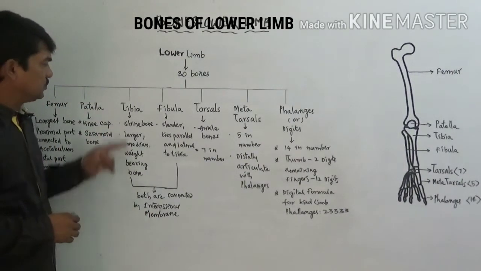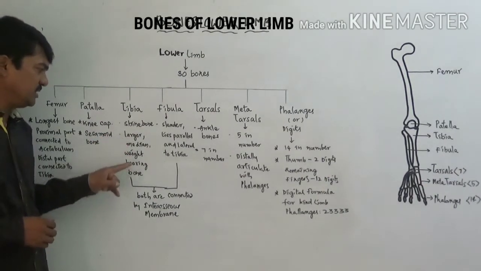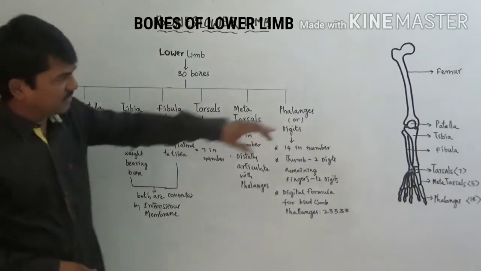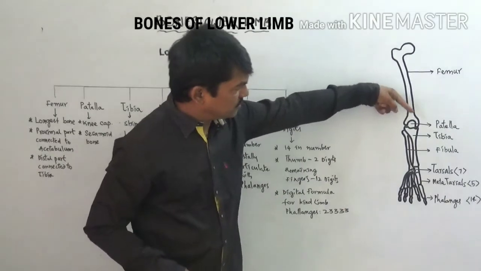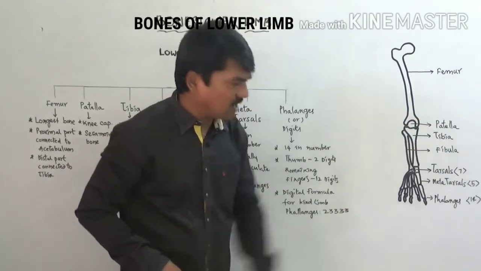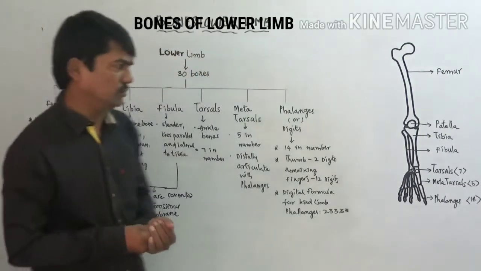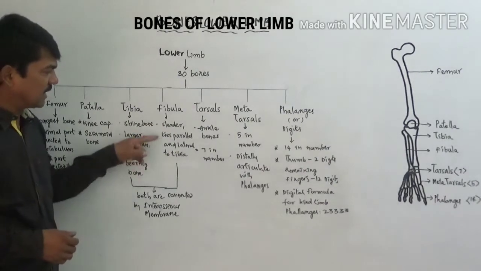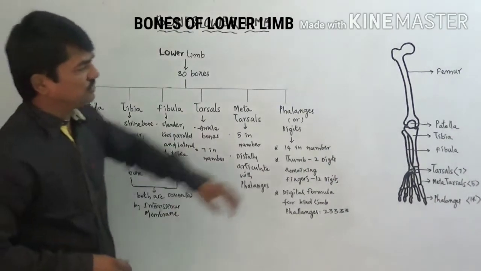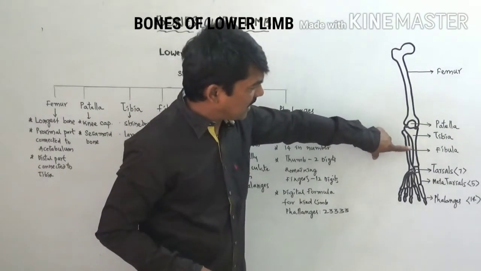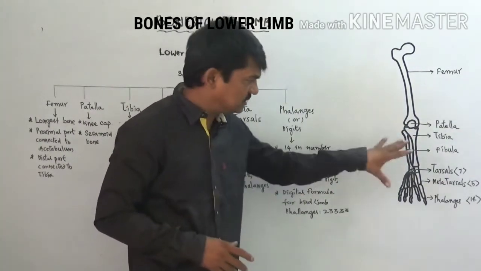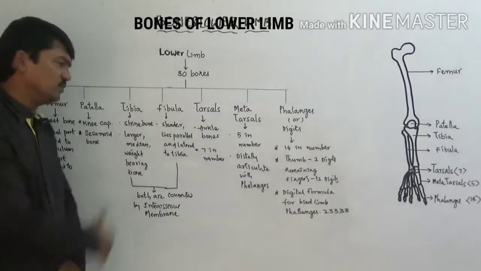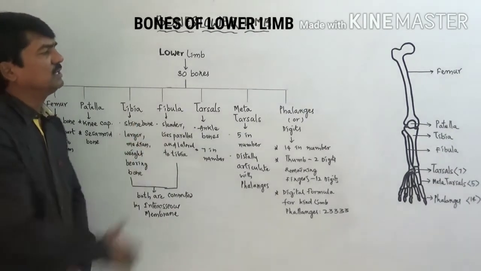And next, tibia. The tibia is the shin bone, and it is the larger medial weight-bearing bone. Here you see the femur bone is connected to the tibia, and the tibia is a long medial weight-bearing bone connected to the femur. And next, fibula. The fibula is a slender bone and lies parallel and lateral to the tibia. Here we can identify the fibula bone, located just beside the tibia on the lateral side, parallel to the tibia.